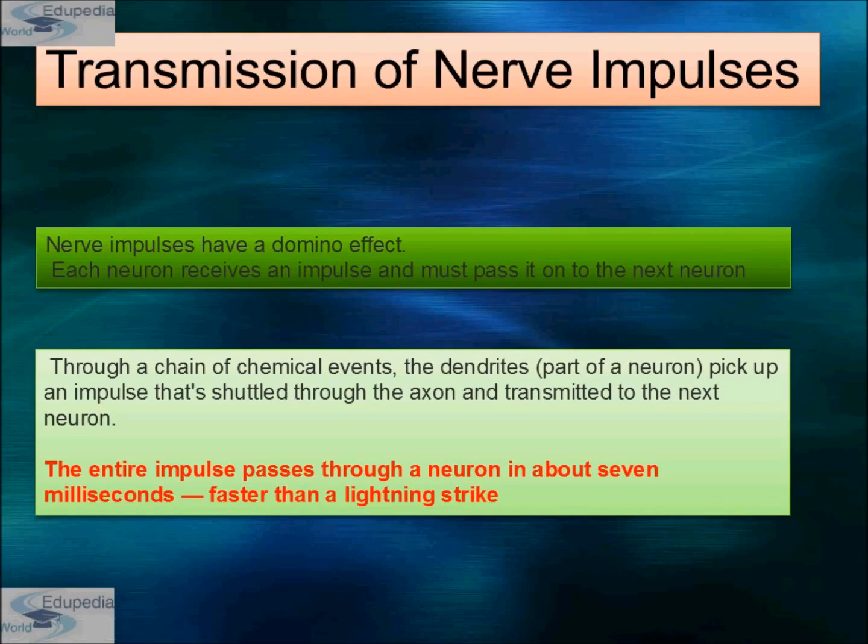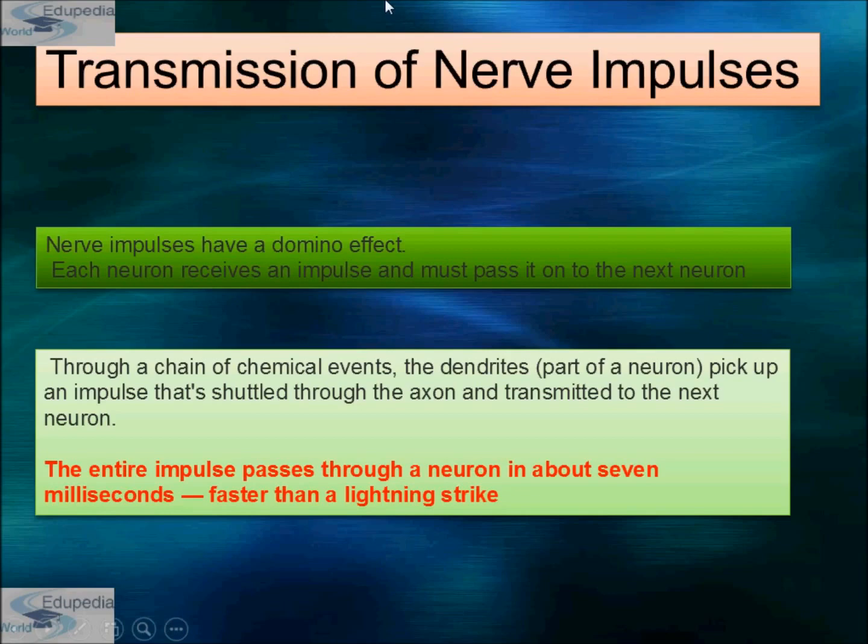My topic for the presentation is the second section of the chapter Neural Control and Coordination. In this section of the presentation, we'll be studying the transmission of nerve impulse. That means how information travels from one neuron to another neuron. Okay, so transmission of nerve impulse.